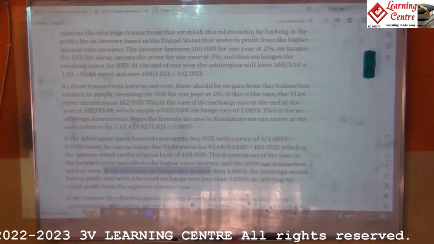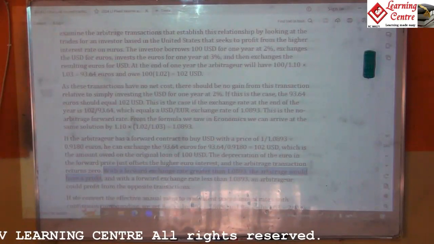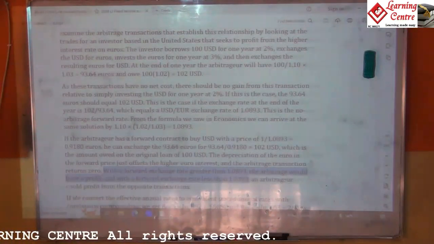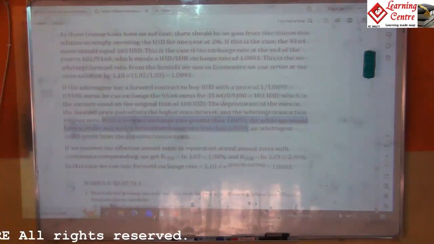With a forward contract rate greater than this, the arbitrageur will have a profit. And when it is less than this, the arbitrageur will profit from the opposite transaction. That's basically what this is saying.